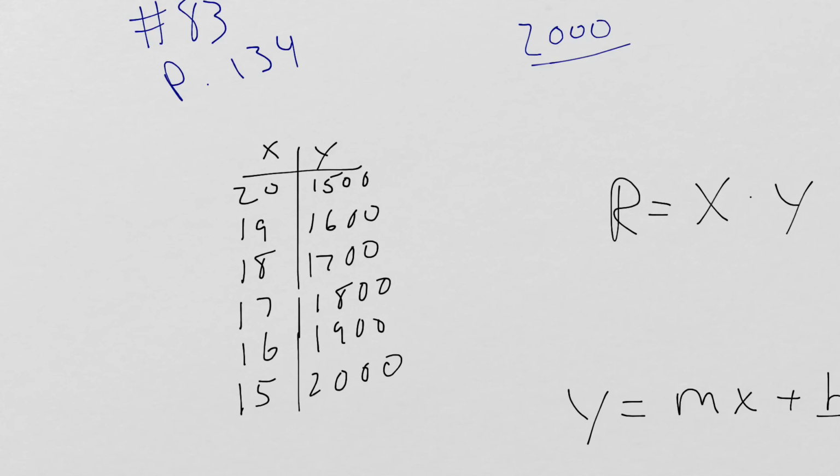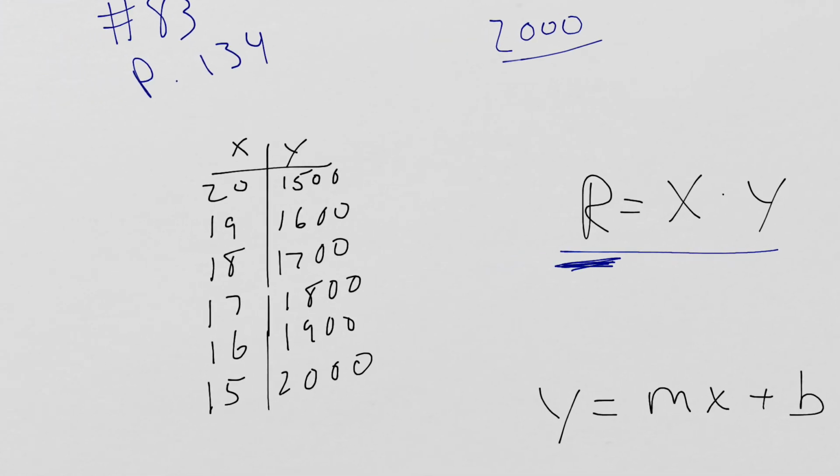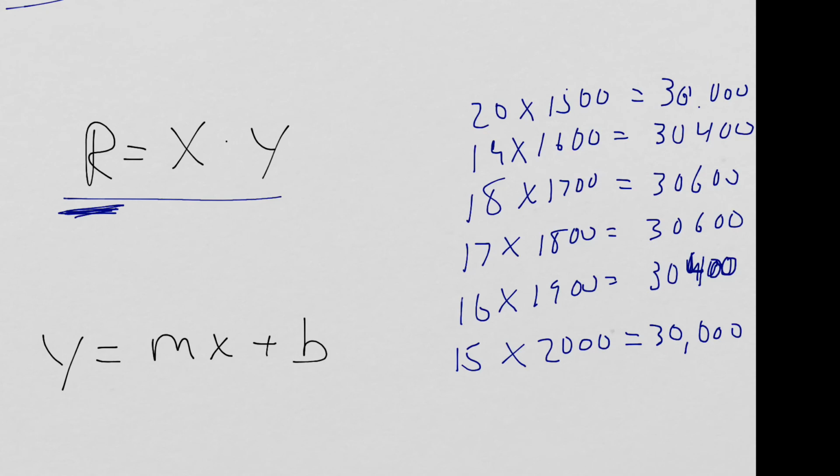And the amount of revenue that we're going to make is going to be X times Y. So R is going to equal X times Y. In order to figure out this revenue, we can just take, of these values, X times Y. I did that over here, and so I took 20 times 1,500. I got 30,000. I'm trying to write on an iPad. It's not always easy, so hopefully you can bear with me. So 20 times 1,500 is 30,000.